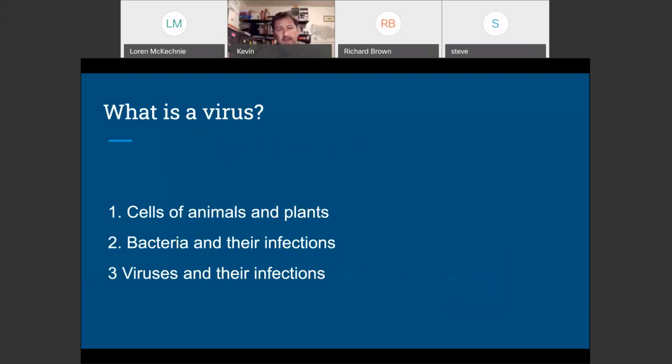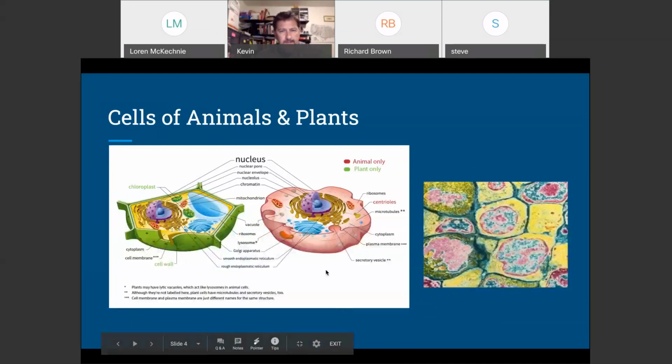So first, let's talk about what is a virus. To do that, I need to bring us all up to speed on some basic concepts of biology. We're going to talk about what is a cell, animal and plant cells, bacteria, what those are, and viruses. So here's a diagram of what a cell looks like. This is an artist's rendition here on the left. The pink cell here is an animal cell. The green one's a plant cell.